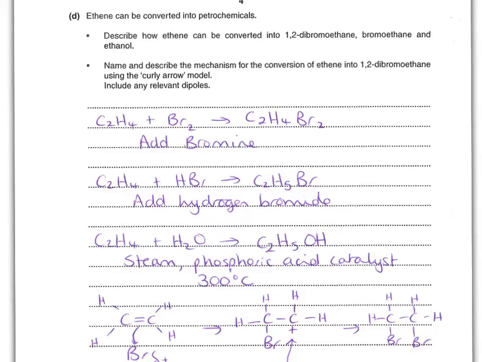We've got to describe how ethene could be converted into 1,2-dibromoethane. That could be question 1. How you can convert ethene into bromoethane. That could be question 2. And how we convert ethene into ethanol. That could be question 3. And then question 4, we've got to name and describe the mechanism for making dibromoethane.